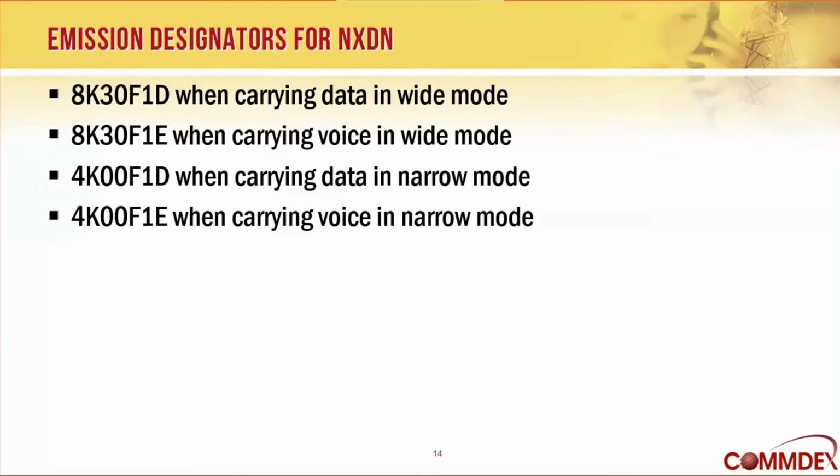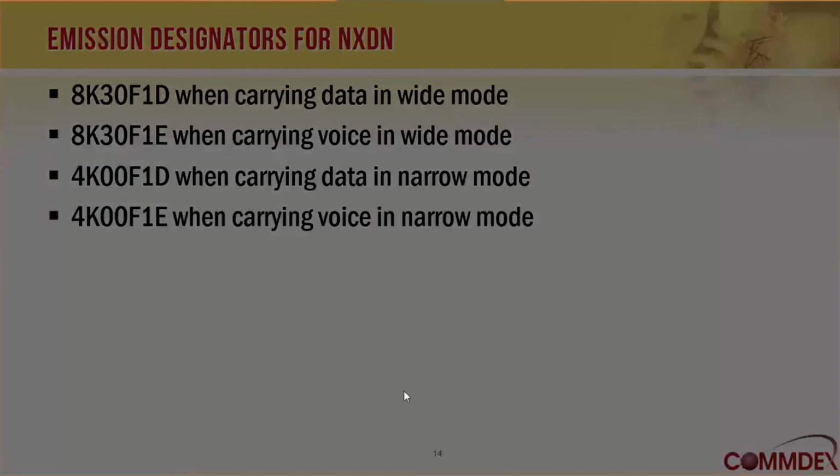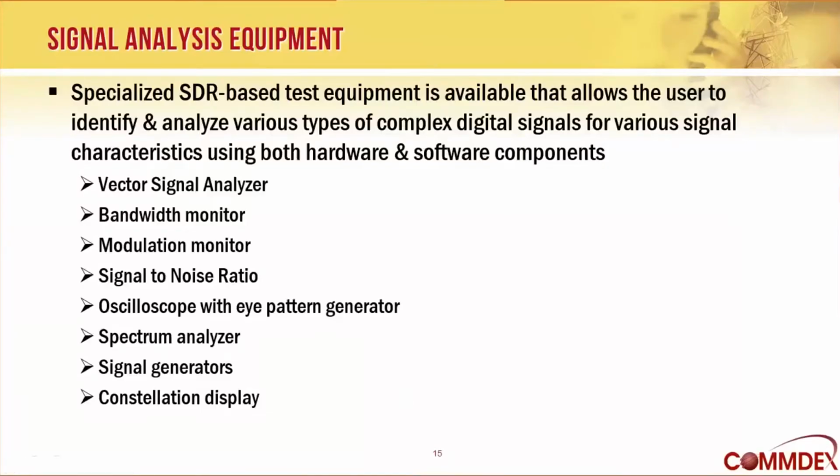Beyond that, the difference is just like with DMR: a D when it's carrying data and an E when it's carrying voice. So because it has these four different operating modes, NXDN has four different emission designators. So any questions on emission designators? It's a good way to describe the characteristics of a signal, and it's internationally recognized.